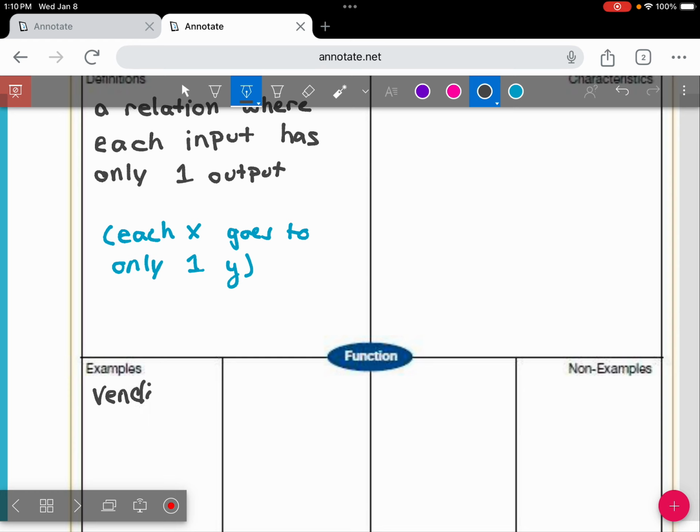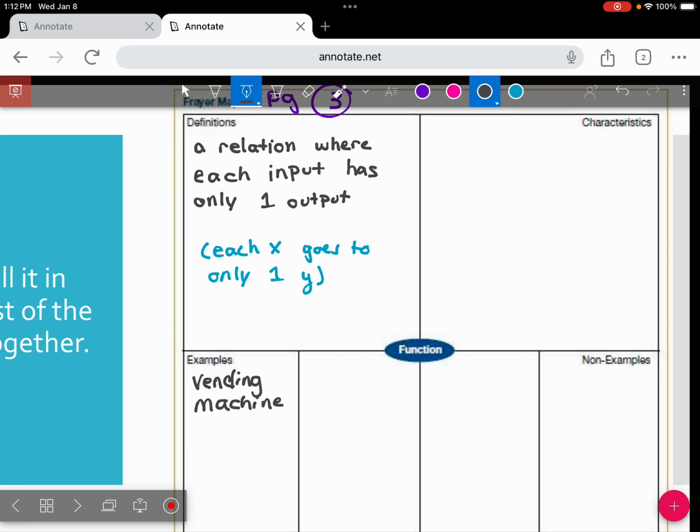Because if I go to the vending machine and I hit the Mountain Dew bottle, because I'm a caffeine addict, and a Sprite comes out, I'm going to be mad. If I push the Mountain Dew button and a Sprite comes out, I'm going to be mad because it's not doing what it's supposed to. When I push Mountain Dew, Mountain Dew is supposed to come out. That's my input, pushing Mountain Dew. My output should be Mountain Dew. If I push Mountain Dew and I get a Sprite, that is not okay. That's giving me a different output. It's giving me more than one output. So vending machines are a function.